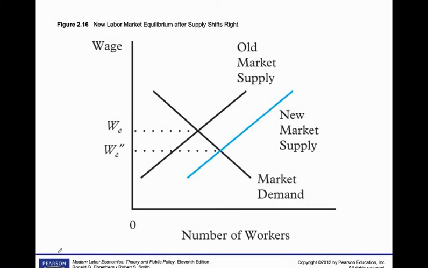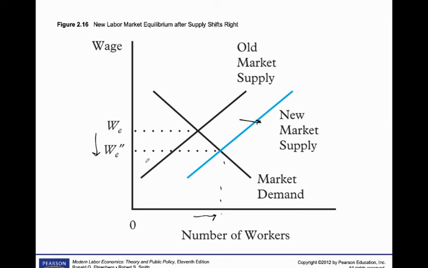To continue further with this analysis, this is another possibility where we find that the supply curve shifts to the right, and as a consequence of that, the new equilibrium wage rate is much lower than the initial wage rate. And at the new equilibrium point, we find that the level of employment is much higher than before the change happens.